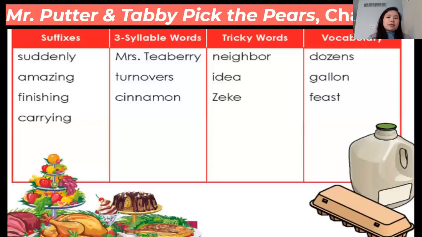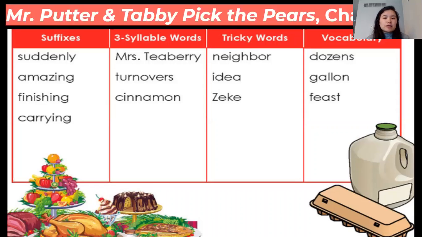Okay, so here is our vocabulary chart from chapter 4 of Mr. Putter and Tabby Pick the Pears, and we are going to go over it. Suffixes. A suffix is the ending part of a root word. Each suffix has a meaning to it. So here we have suddenly. The suffix here is the sound E, and in this case for E, it would be the letter Y that is making the E sound. Amazing, finishing, carrying. So right there we have the suffix being used as ing for those three words.